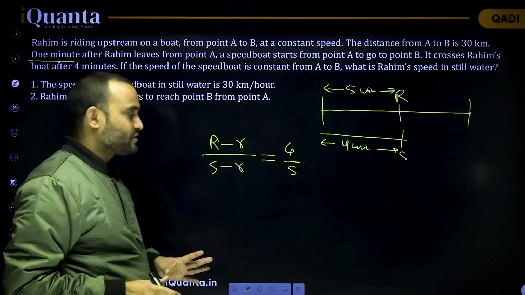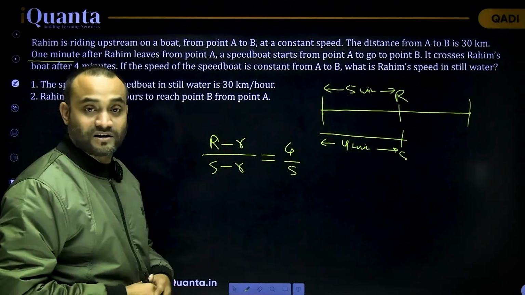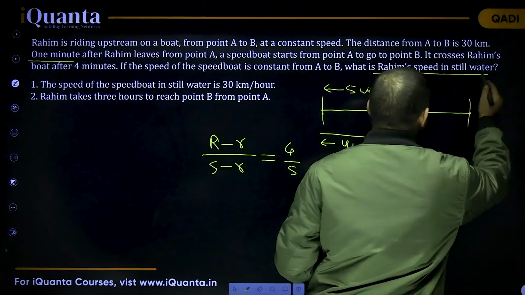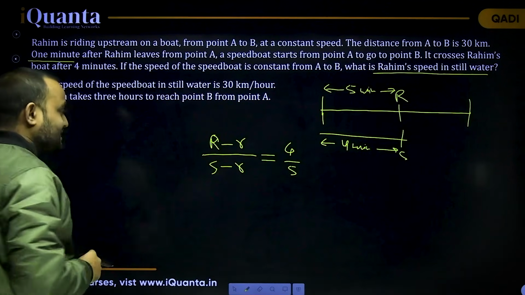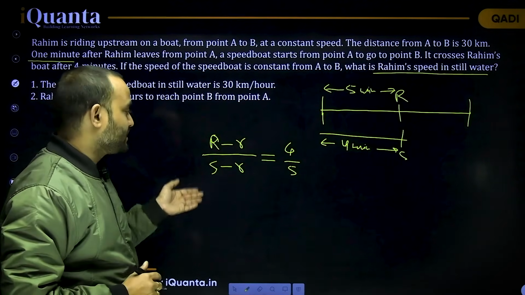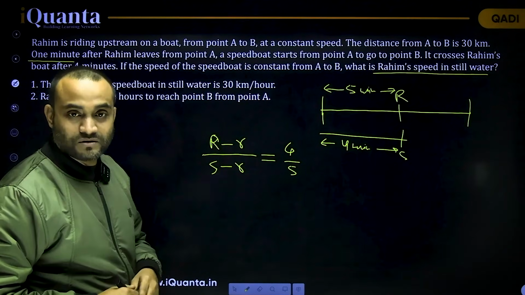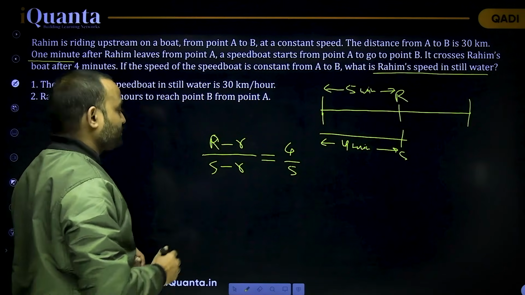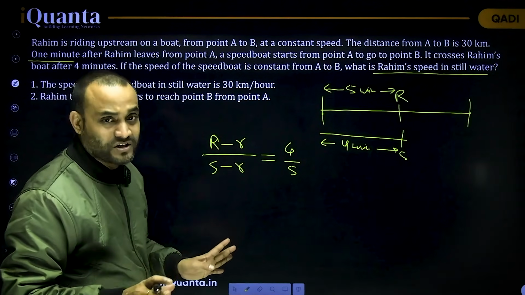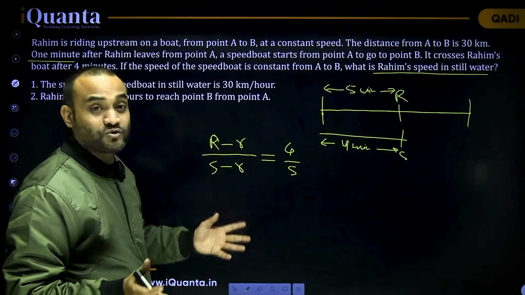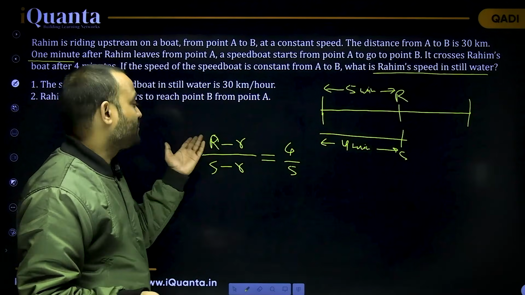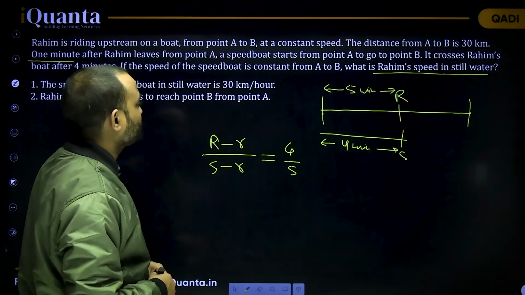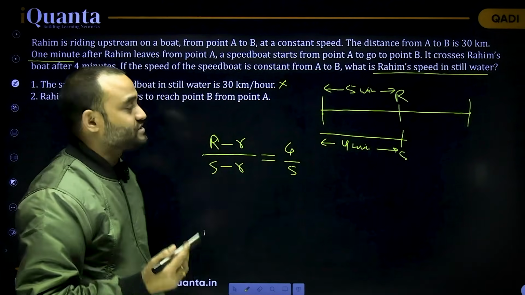So what do we have? We have 3 variables, R, S and r, correct? And in that case, if I want to find Rahim's speed in still water, then we need at least 2 of them, because if we get the value of 2 of them, we find the third one, right? Now if we use the first statement, the speed of the speedboat in still water is 30 km per hour. If you just put 30 here, you are not going to get anything, right? Because we still have 2 variables, R and small r, the speed of Rahim and the speed of the stream, and we won't be able to find it. So statement 1 alone is not good enough to answer the question.